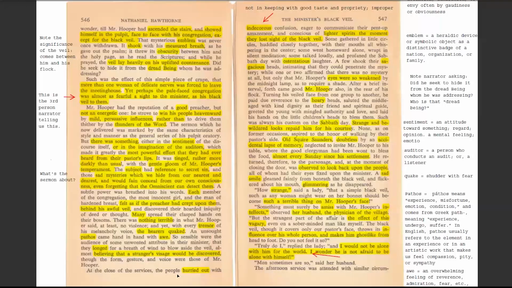Can't be him. At the close of the services, people hurried out. Indecorum, confusion, and not in keeping with taste and propriety. They hurried out. Gotta get out of here. Confusion, eager to communicate their pent-up amazement and conscious of lighter spirits the moment they lost sight of that black veil. Holy mackerel, just get out of here. Some gathered in little circles, others with their mouths open.